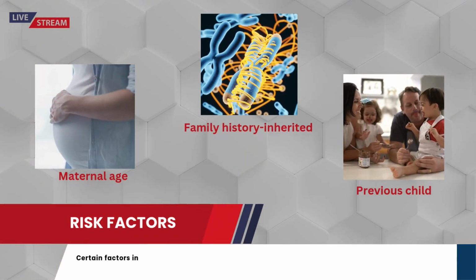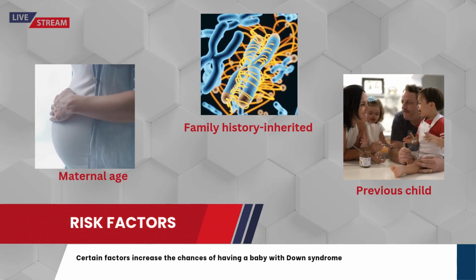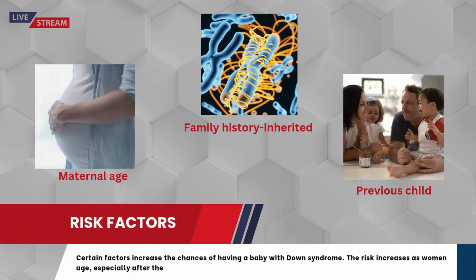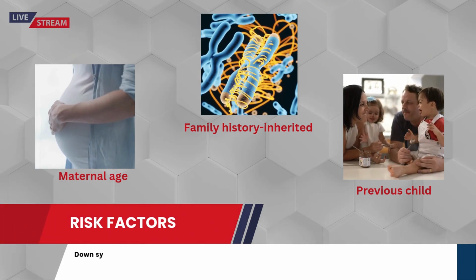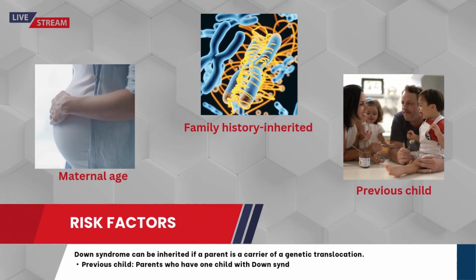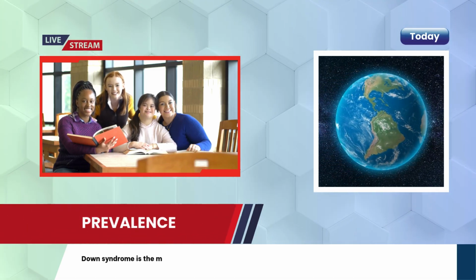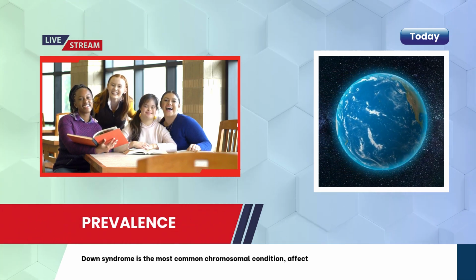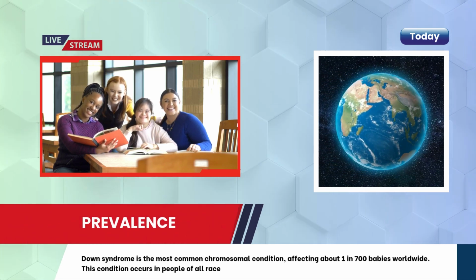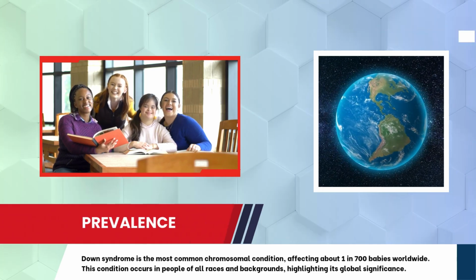Certain factors increase the chances of having a baby with Down syndrome. Maternal age: the risk increases as women age, especially after the age of 35. Family history: while rare, Down syndrome can be inherited if a parent is a carrier of a genetic translocation. Down syndrome is the most common chromosomal condition, affecting about 1 in 700 babies worldwide. This condition occurs in people of all races and backgrounds, highlighting its global significance.